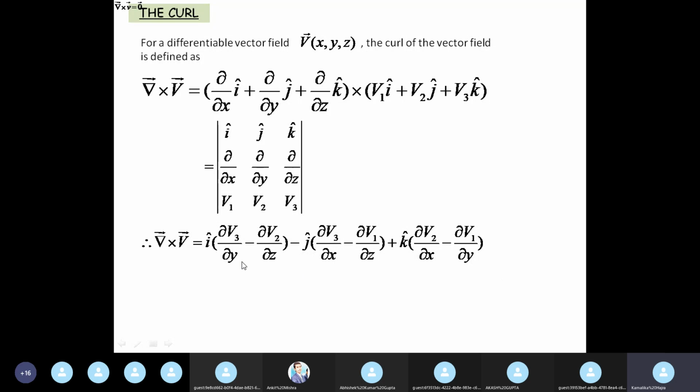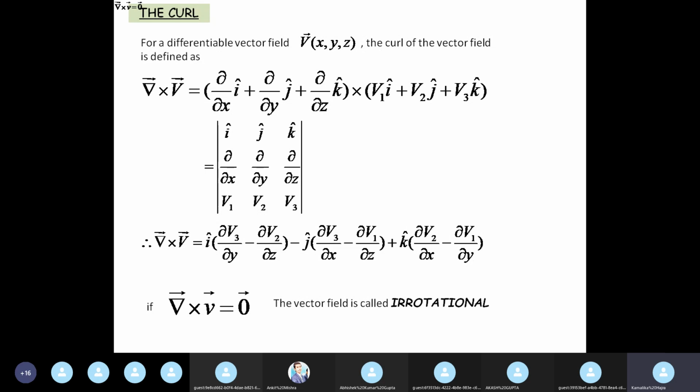Clearly you can see that you have i cap, j cap, k cap, so the curl of the vector is a vector. Divergence is a scalar, but when you take curl, you get a vector. If for any given vector you take the curl and you find that the curl is coming out to be 0, we say that the given vector is irrotational.